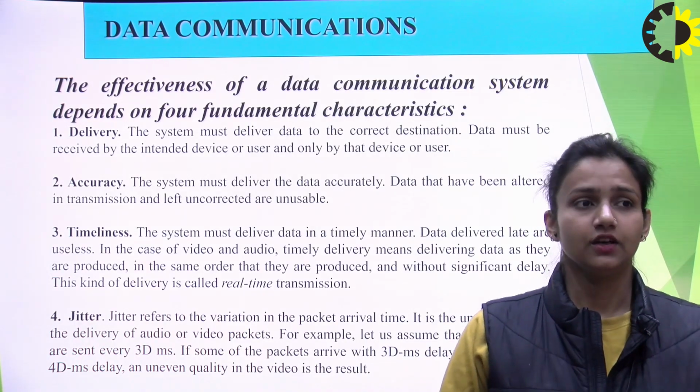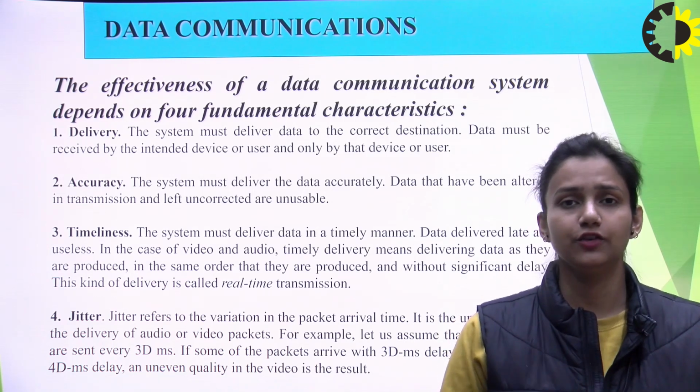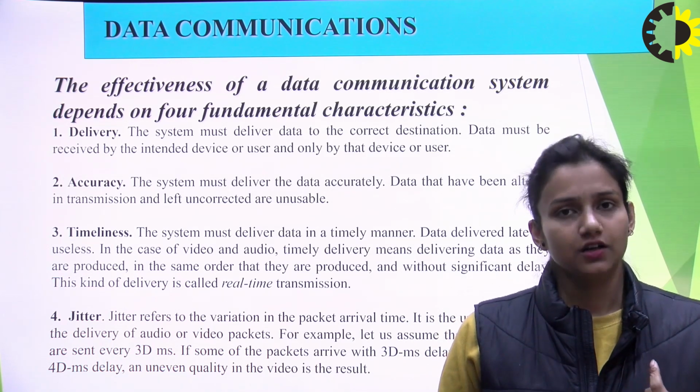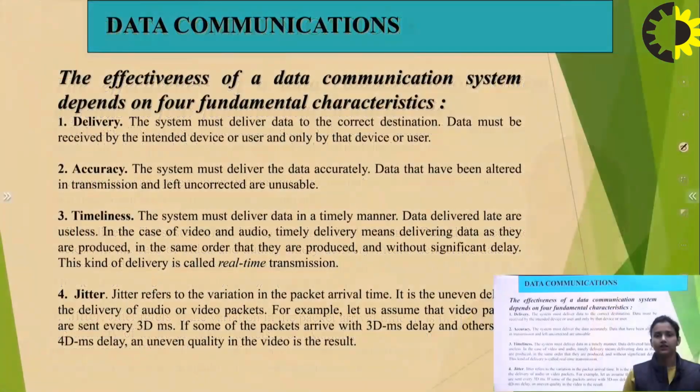First is delivery, like how our data is delivered from sender to receiver. My data must be delivered to the correct destination. Like if I am sending a mail to someone, my mail must be received by the receiver whom I have mentioned in the email. Next point is accuracy. My system must deliver the data accurately. No data should be missed, no loss of data, and no manipulation of data. My data should be accurate from the sender to the receiver.